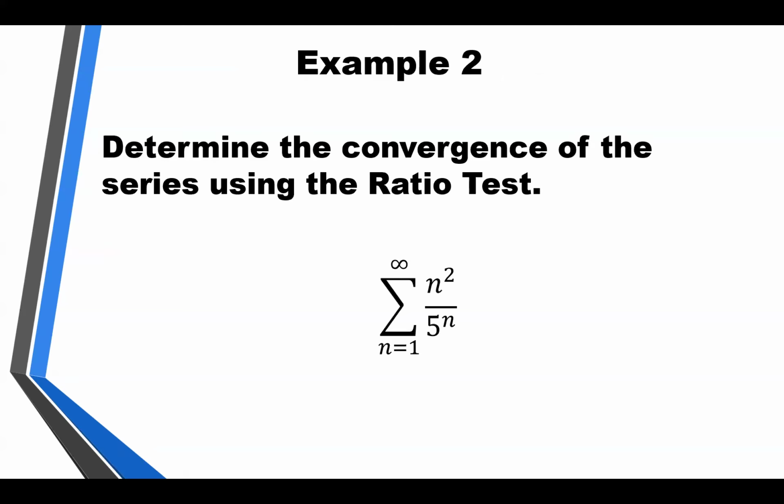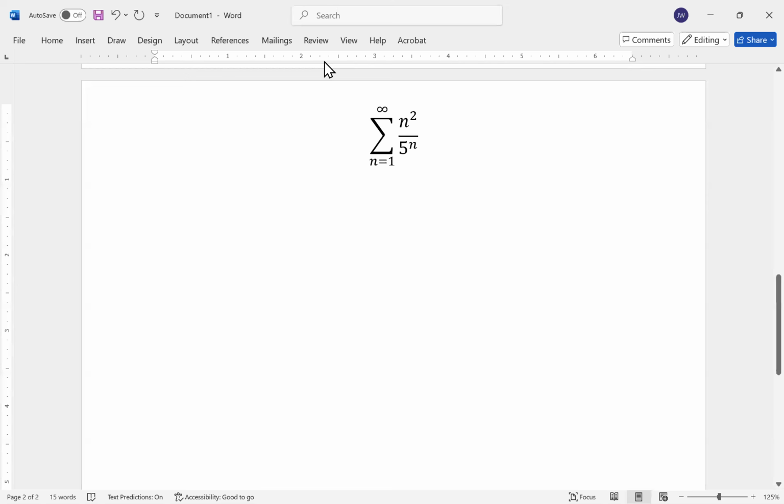So let's take a look at this example with that in mind. We are going to determine the convergence of this series using the ratio test. And again, I am going to use the informal version of that ratio test. So in this case, I have two types of growth. I have an n squared growth versus 5 to the n. This n squared is like an n to a power type growth.